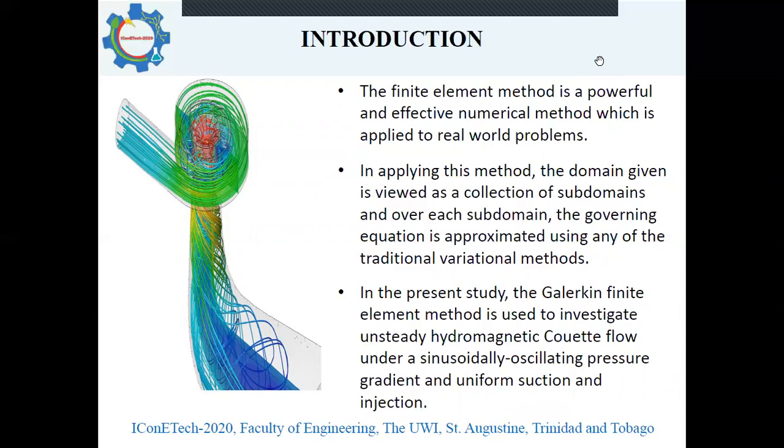When we are applying this method, the domain given is viewed as a collection of subdomains, and over each subdomain, the governing equation is approximated using any of the traditional variational methods. These methods are Petrov-Galerkin, least squares method, Rayleigh-Ritz method, and the Galerkin Finite Element Method, which would be used in this study.